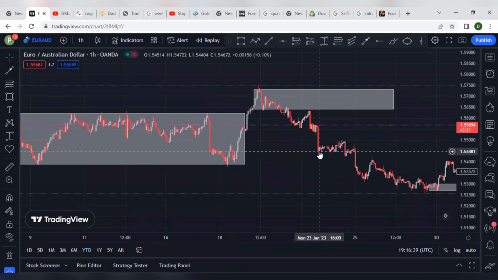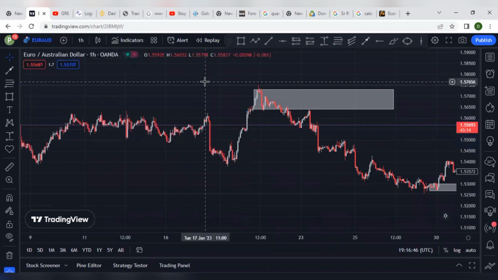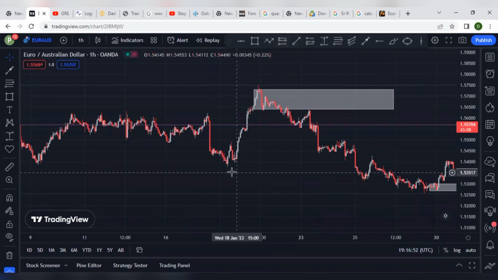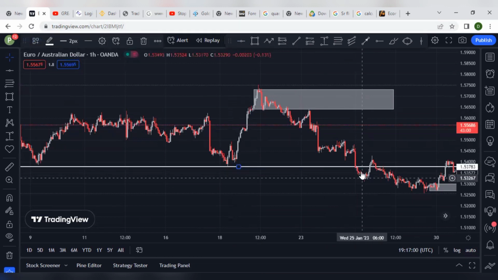H1. So let me delete this. H1. This is where the shift in structure happens. So it's very, very important that I mark this zone down.